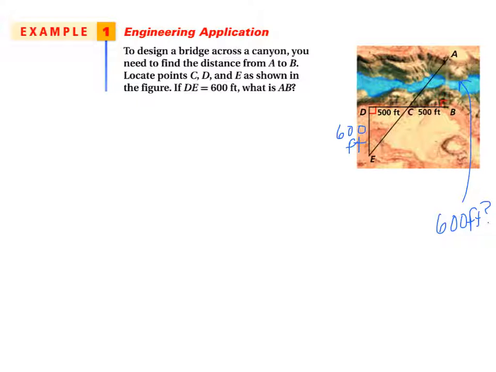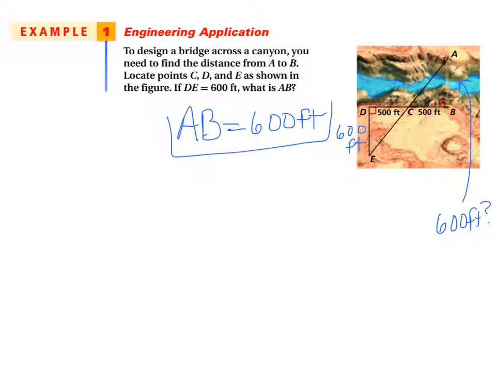So because we have right angles, there's an angle. Because each of these sides are 500, we have segments. And because we know vertical angles are congruent, we have these two angles. So we have two angles and their inclusive side. So we can say that these two triangles are congruent. And because of CPCTC, we know that the length of AB is also 600 feet.